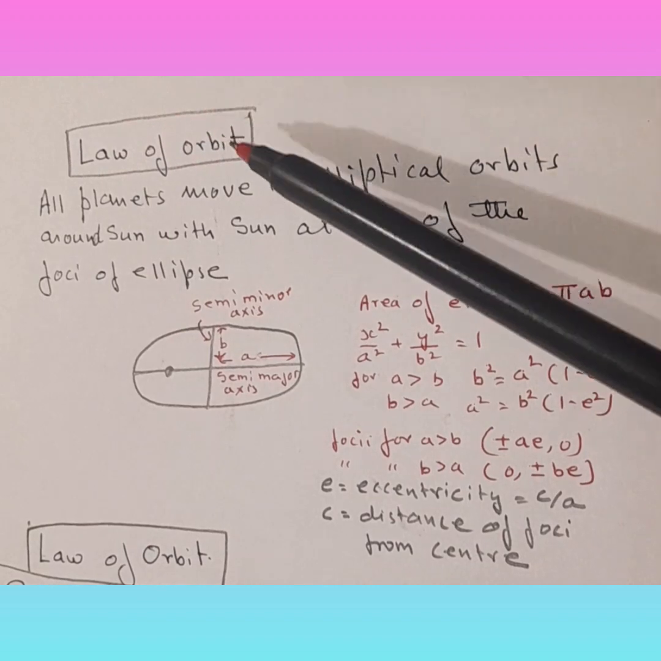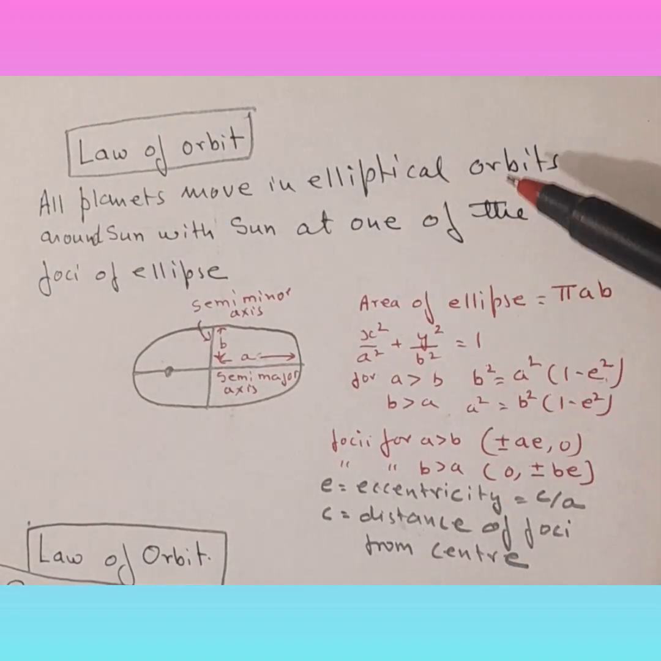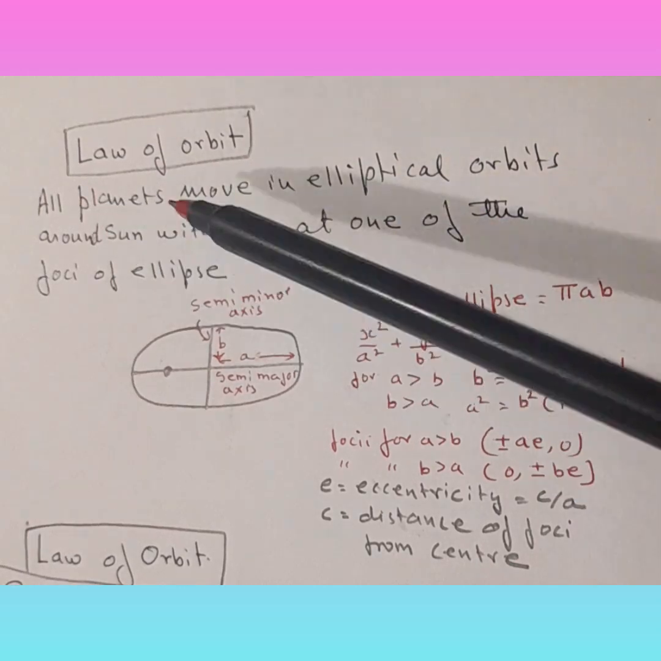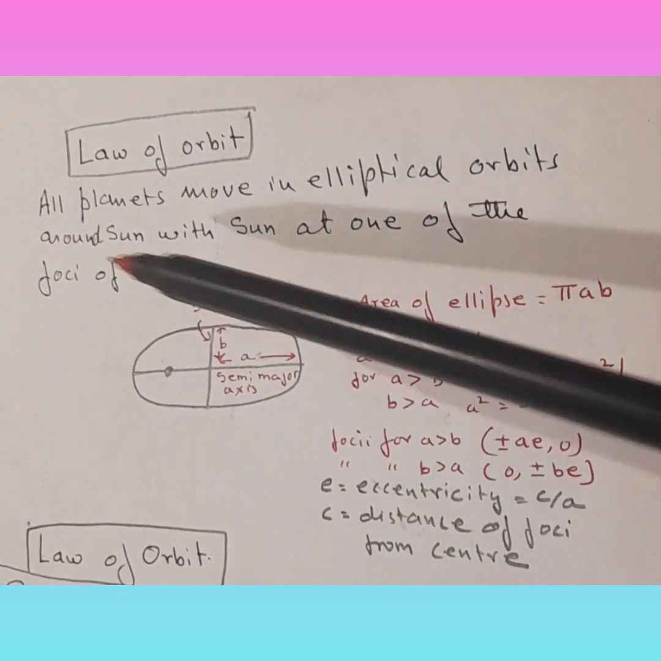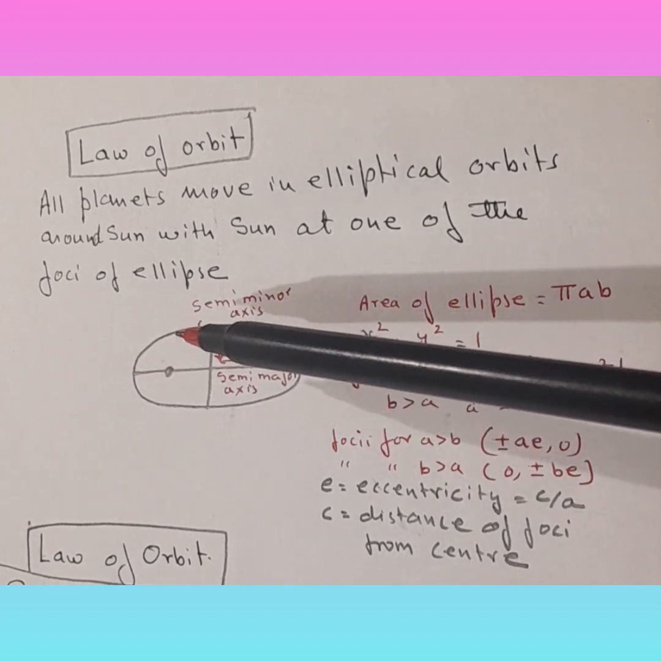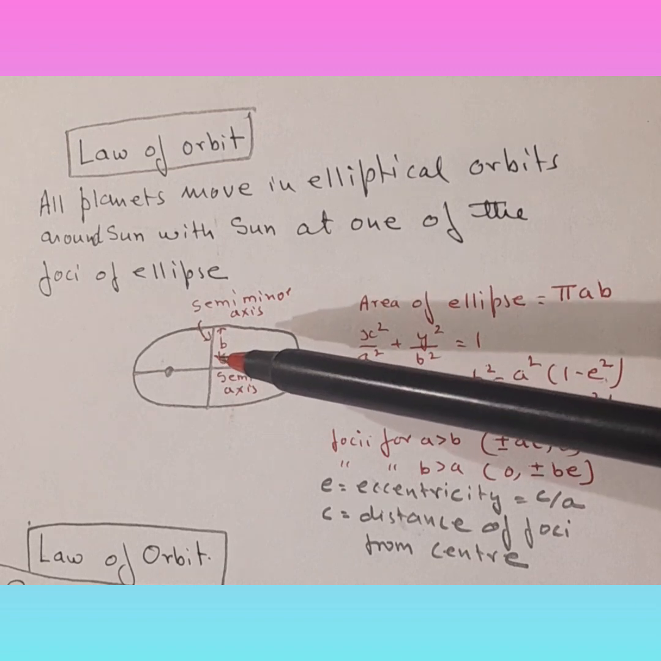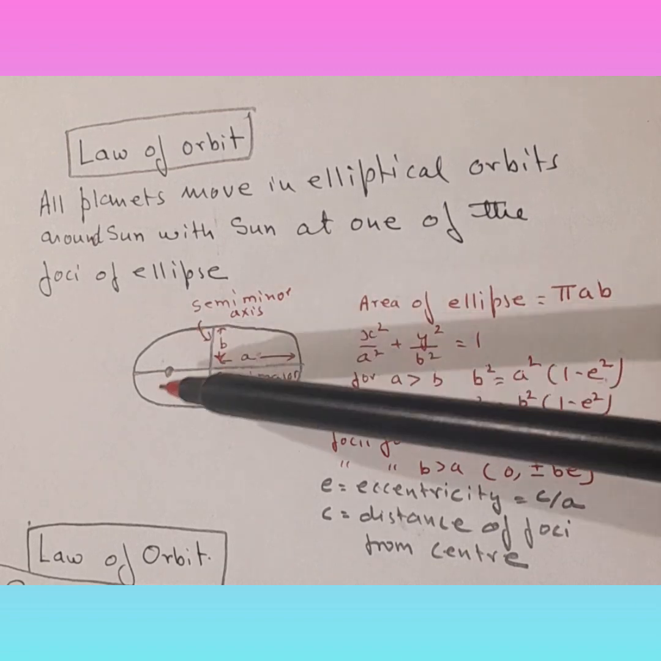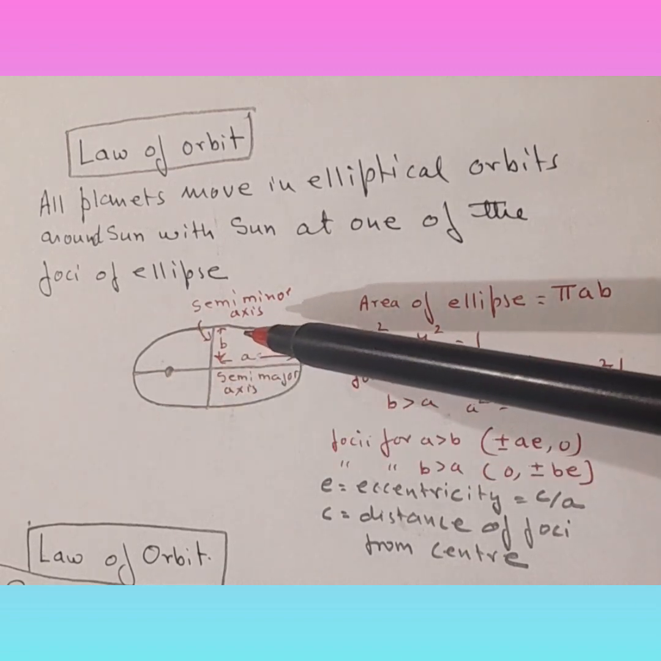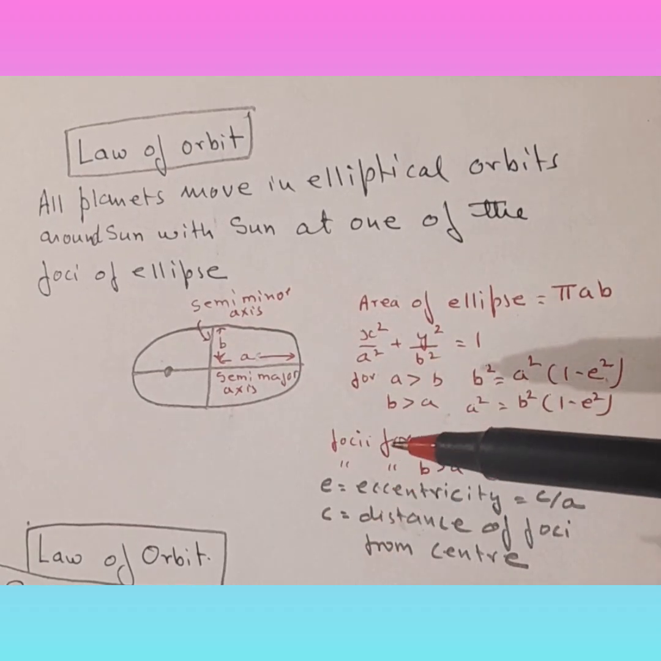Now let's understand law of orbit. In case of law of orbit, all planets move in elliptical orbits around Sun with Sun at one of the foci of the ellipse. Now this is a very simple law, but why did I put it in? I put it in because I wanted to also put in some more information about ellipse. Like in JEE, it could be correlated with some mathematical aspect also of ellipse.